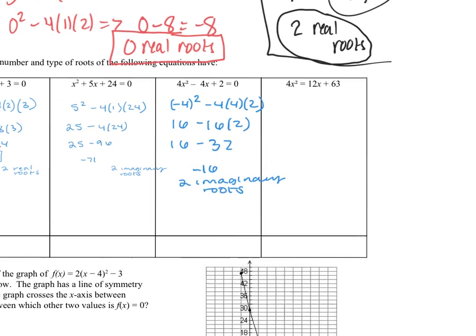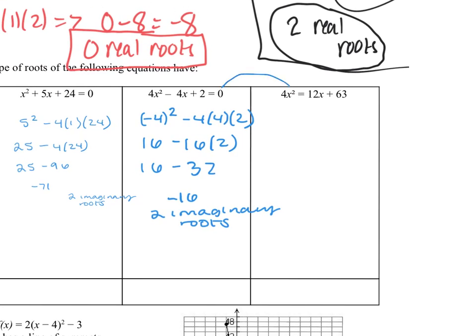Oh, I guess I have to make it look like these guys over here. So, how do I do that? It's going to be 4x squared minus 12x minus 63 equals 0. Is that right? Maybe? I don't know.